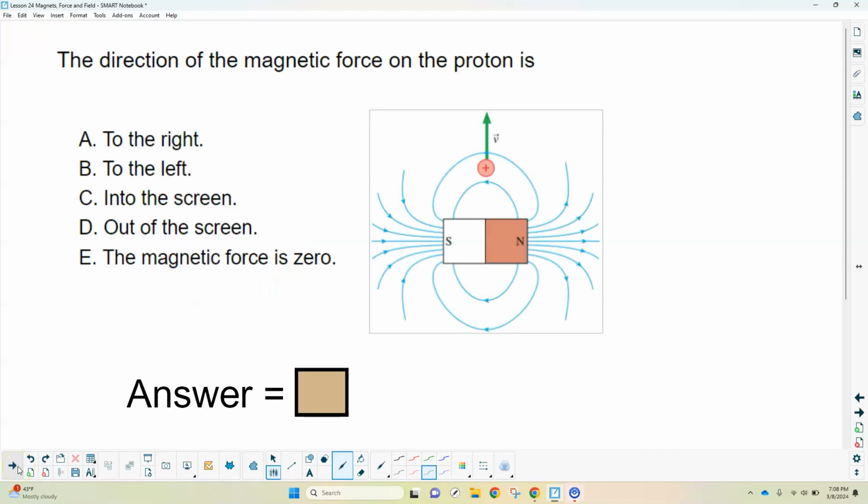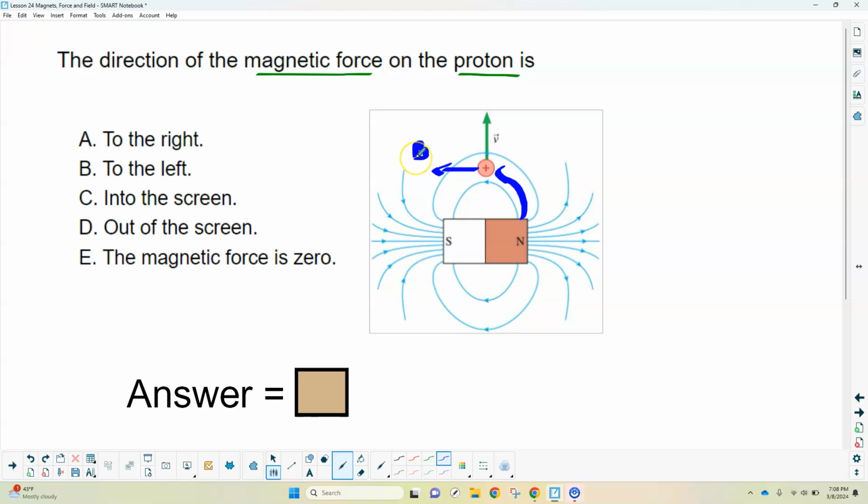All right, so let's try a scenario here and try to figure out what's going on. It says the direction of the magnetic force on the proton is... Protons are positive, so we're going to use the right-hand rule. And our velocity is going up, so we're going to put our thumb in that direction. Our thumb should be pointing up towards the top of the screen. Then we need to orient our hand in the direction that the magnetic field is acting on the charge. If you follow this north, it kind of loops around to the south. So I would have a line that would look like this, and I would assume the magnetic field is trying to go that way.